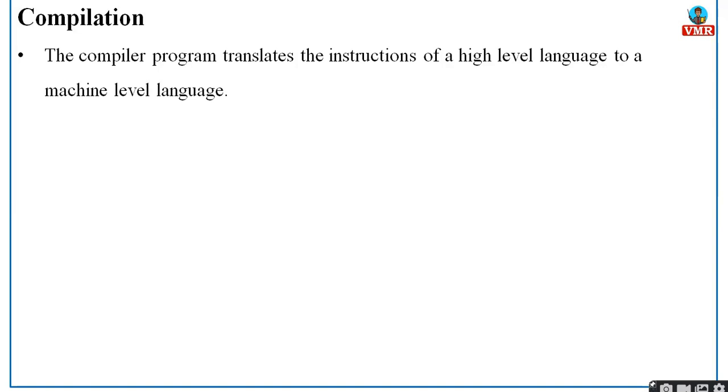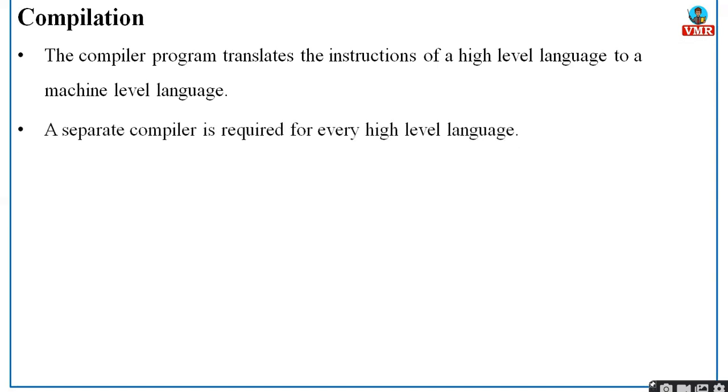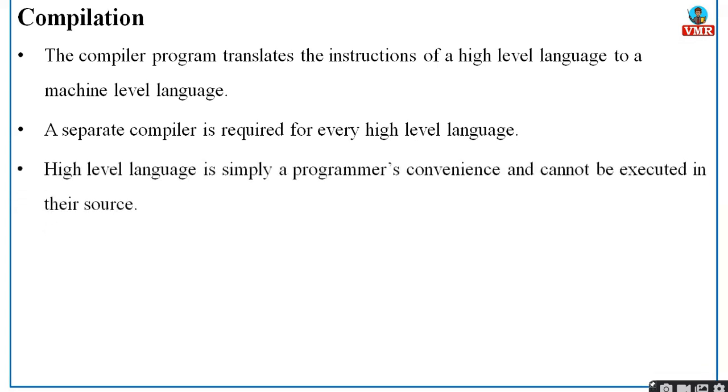So what will our compiler do? The compiler program translates the instructions of a high level language to a machine level language. So a separate compiler is required for every high level language. This is a sure thing: every language will have its own compiler. C has a C compiler, Java has a Java compiler. Like that, each and every programming language will have a different compiler in order to convert that particular high level language to your low level language.